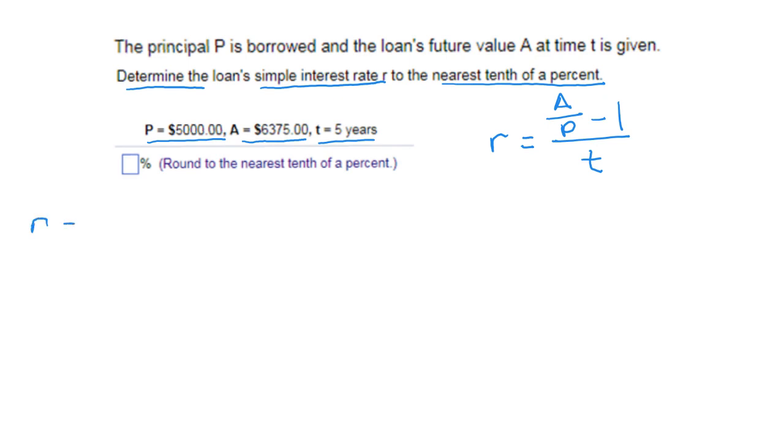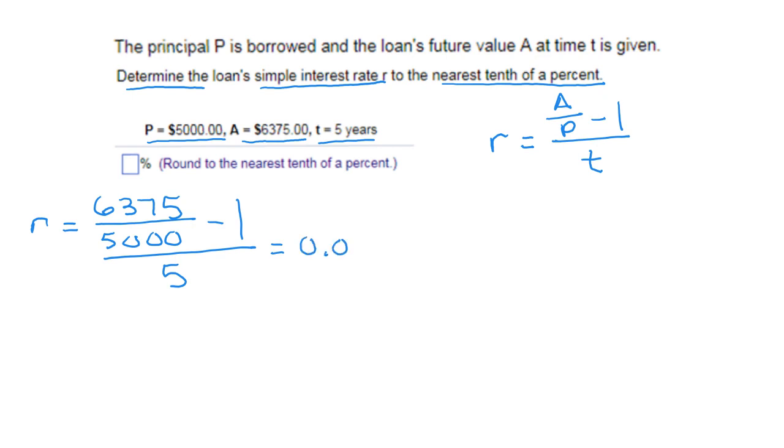Our interest rate is equal to $6,375 over the P, principal amount is $5,000, minus 1, all divided by 5 years. And if you place this in your calculator, you will have an answer of 55 thousandths. Now remember, this is a rate, so rates are written in percent form, and we need to change this into a percent. So move your decimal 2 places to the right and add your percent symbol.